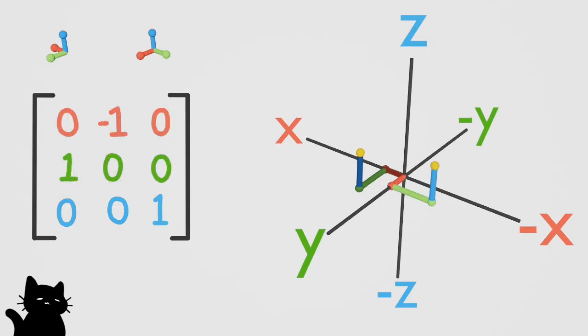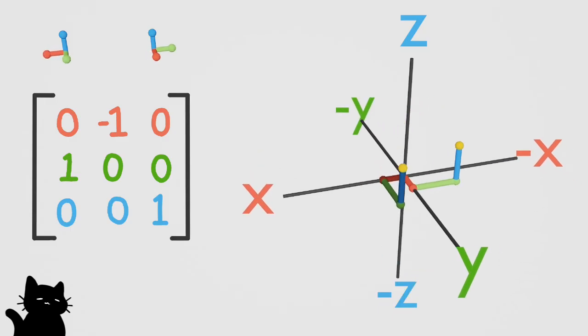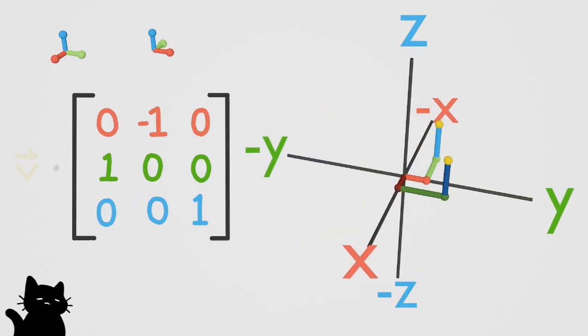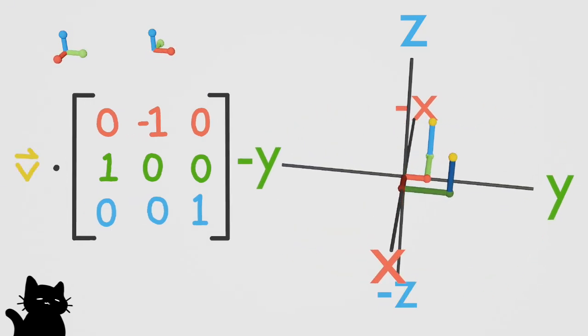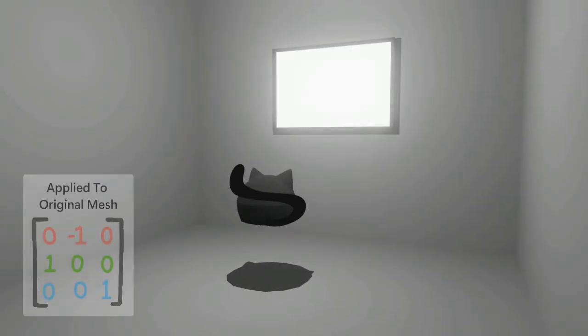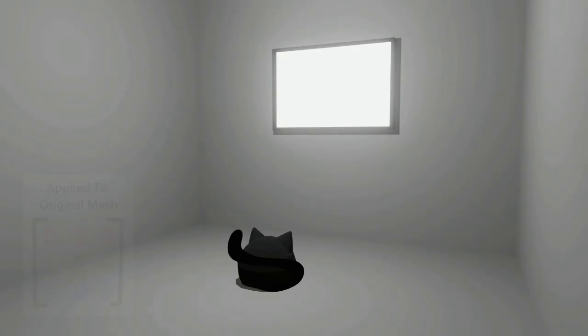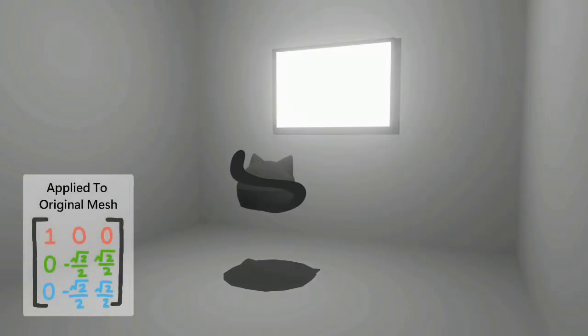Visually, you are turning the x-axis into the y-axis, and the y-axis into the negative x-axis. Once you apply this to the original vector, you get a rotation. Want to rotate? Not really. 90-degree rotation clockwise around the z-axis. Ah! Oh, that wasn't that bad. 135-degree rotation counterclockwise along the x-axis.